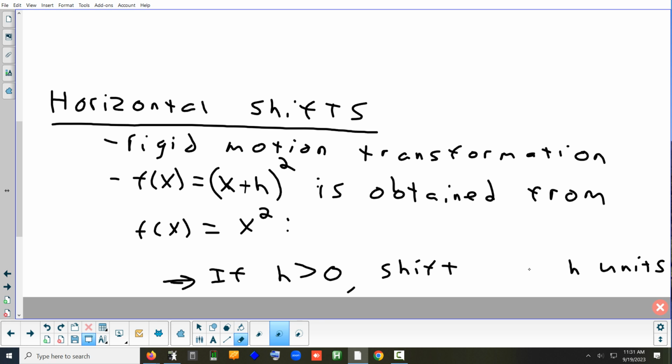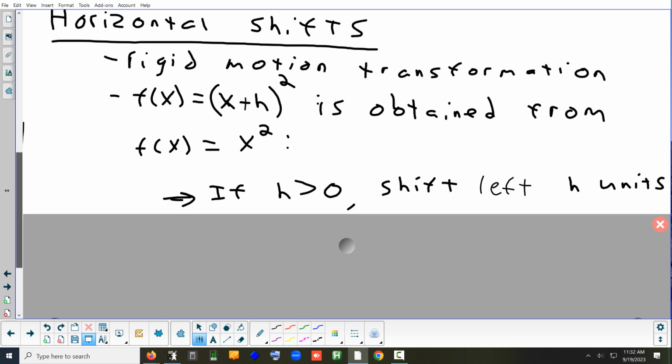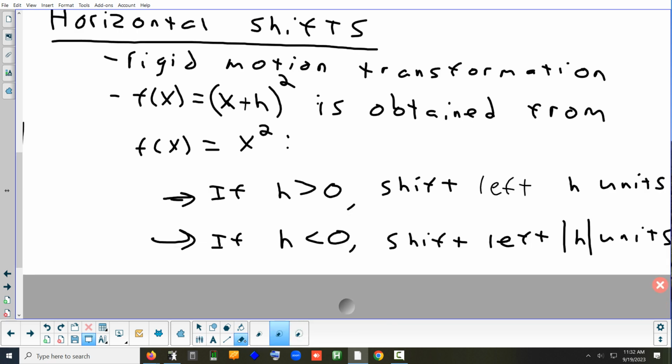If the number that you add is greater than 0, which way did we just say that it shifts? Positive numbers are going to shift it to the left. Negative numbers, to the right. Yep. And same deal as last time: if you have a negative number, like minus 4, we don't want to say shift right minus 4 units. Just say shift right 4 units.